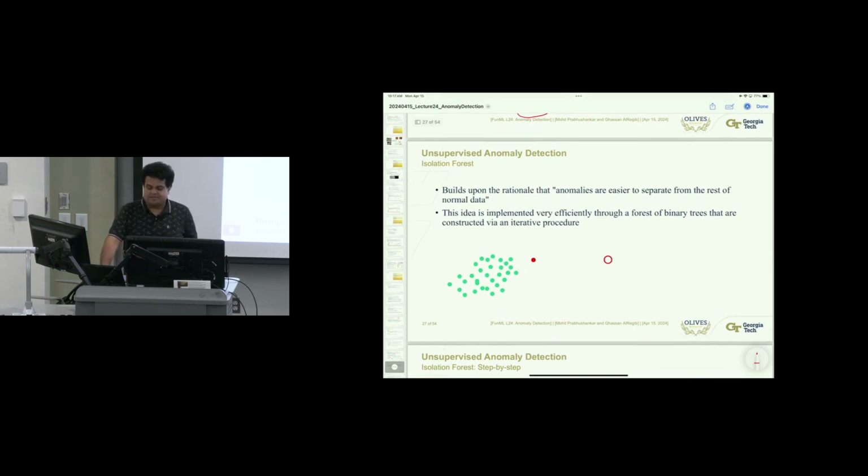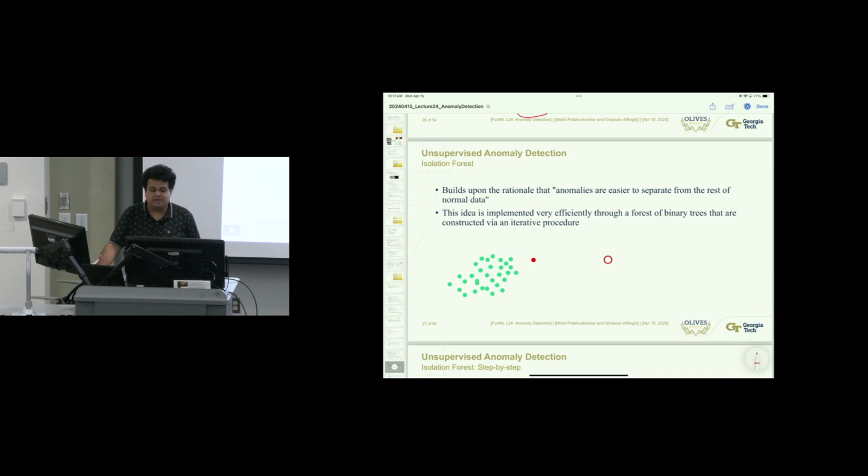Another method is isolation forest. In the very beginning, I think lecture 2 or lecture 3, there was this thing called random forest. It was one of the classification methods, but at the time I said that we won't discuss too much about it. You should just know that it exists.